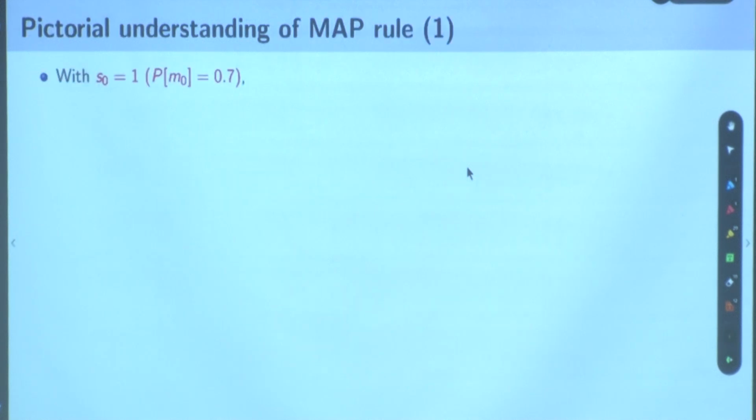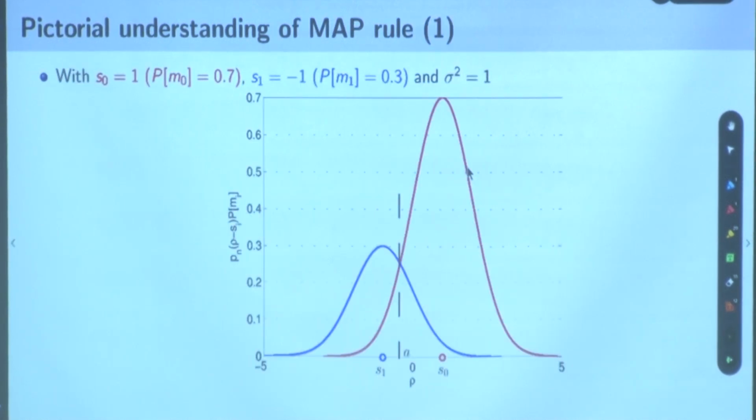If you look at the plot in the next slide, that is what is happening. How many such PDFs are there? There are two PDFs, one on the left hand side and one on the right hand side. What is this PDF in blue, and where is it located? It is located at S1, which is -1. Why does this blue PDF have a lower height than the PDF in red? Because it is scaled by 0.3. The a priori probability of this blue PDF is 0.3.